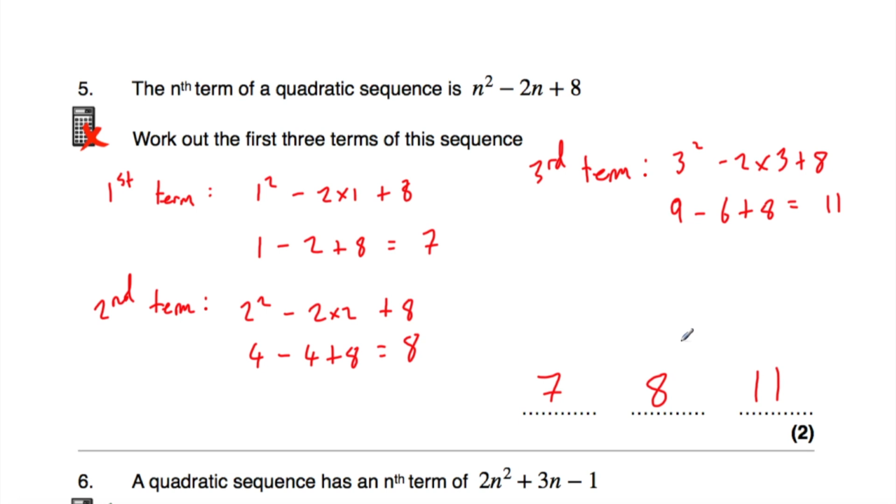So that means our first three terms in the quadratic sequence would be 7, 8, and 11. And that's it. If we wanted to work out the fourth term, we would let n equal 4.